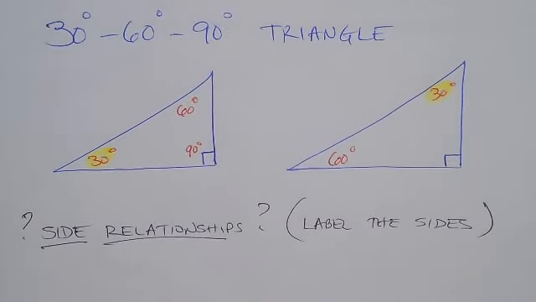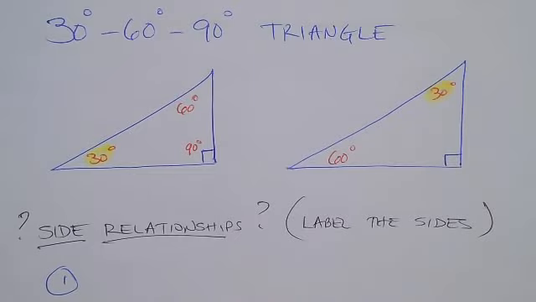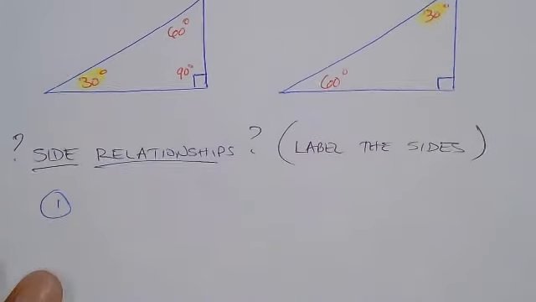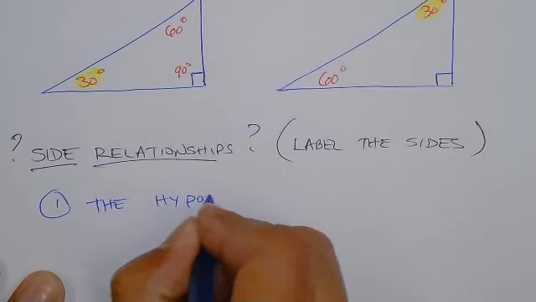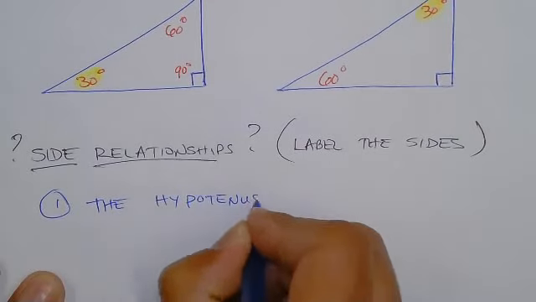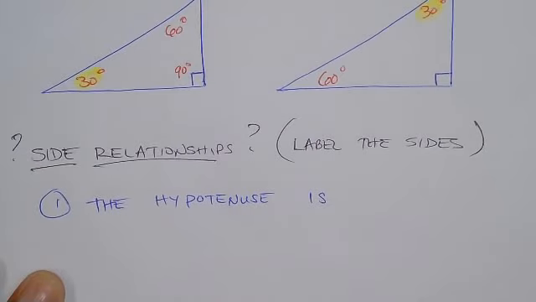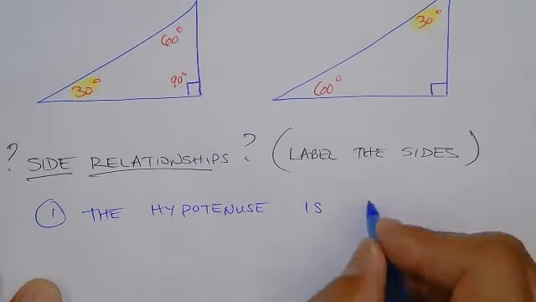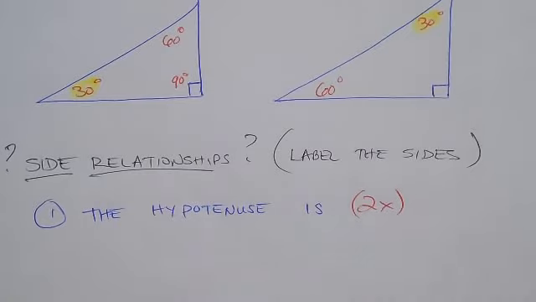Okay, here's the first one you're going to label. Ready? Number one. The first one you always label when you look at a 30, 60, 90 is the hypotenuse. The hypotenuse is 2x.